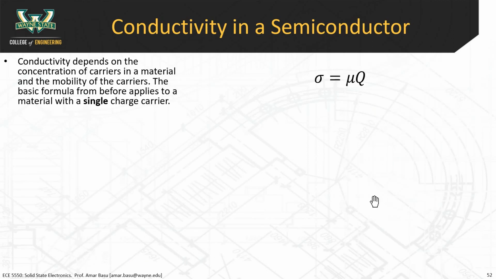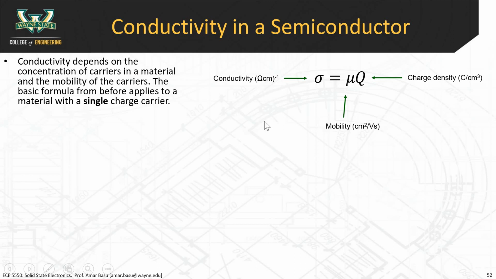All right, so conductivity in a semiconductor. I mentioned to you a semiconductor has electrons and holes, so we actually have to account for both when we're looking at the conductivity of the material. This basic formula that we talked about earlier only takes into account a single charge carrier. This is the charge density, as I mentioned earlier, in coulombs per centimeter cubed. This is mobility here, and this is the conductivity. The units for conductivity are 1 over ohm centimeters.